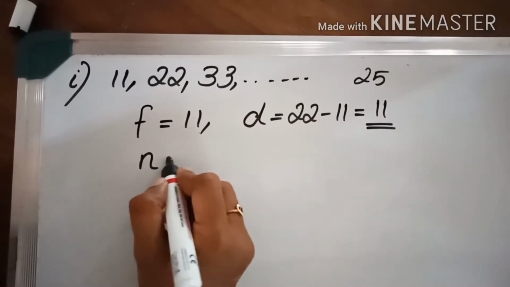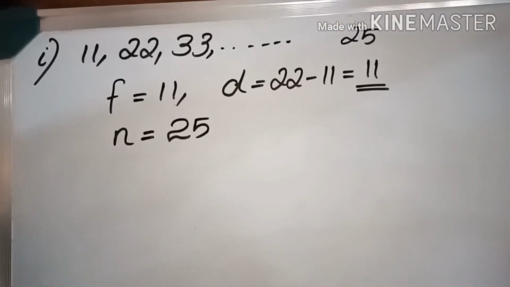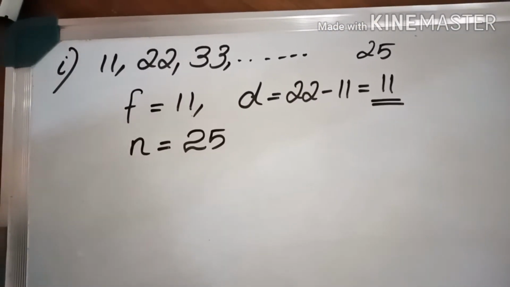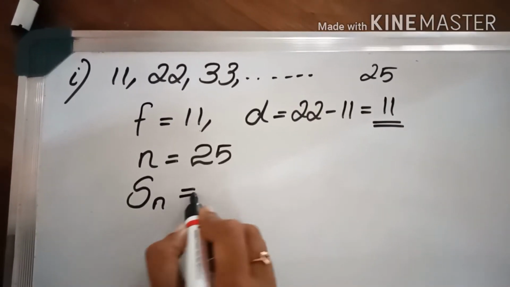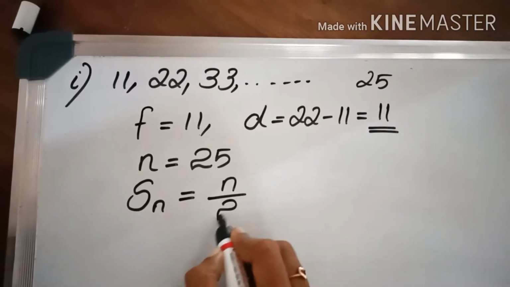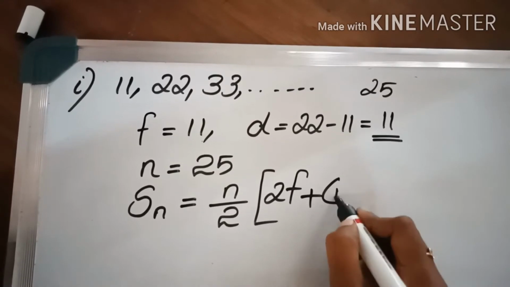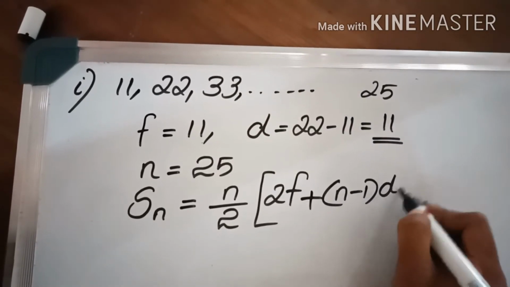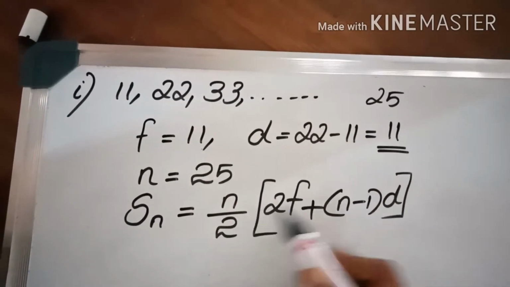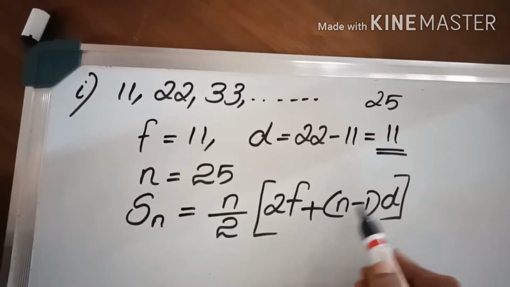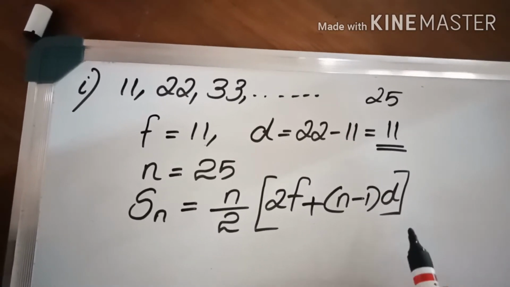Next, n, the number of terms, is equal to 25. We need to find the sum of the first 25 terms, so n equals 25. After that, write the equation, that is Sn equals n by 2 into 2f plus n minus 1 into d. Here, when you write the equation, be careful. There are 2 brackets here: first a long bracket, then a short bracket. When you do the problem, you have to be careful.